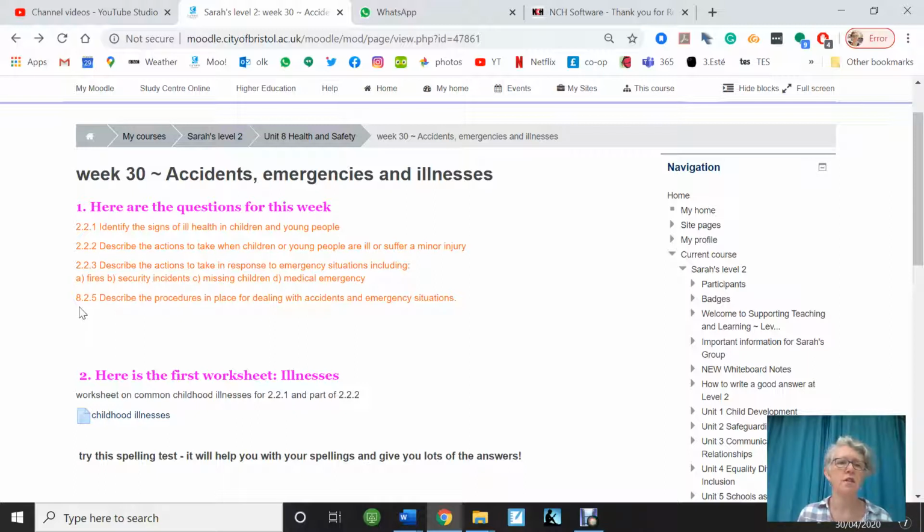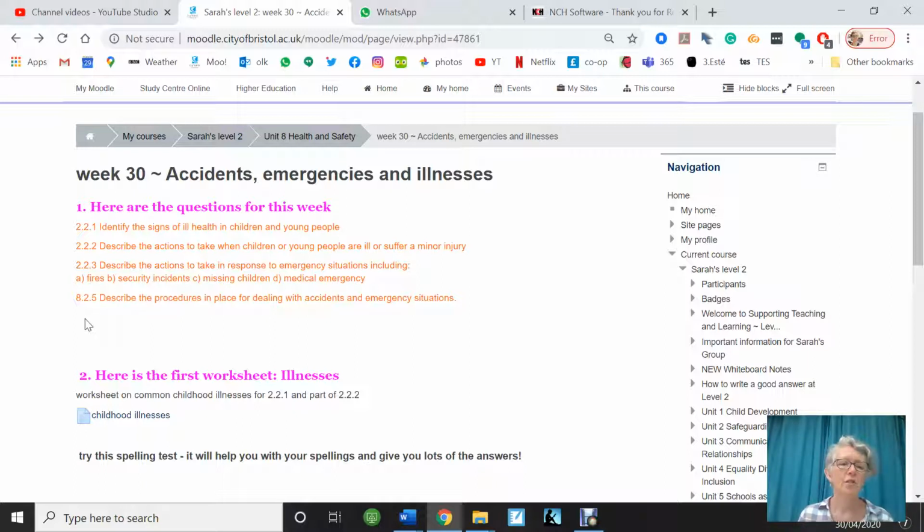Let's read the questions. 2.2.1, identify the signs of ill health in children and young people. And this goes with 2.2.2, describe the actions to take when children or young people are ill or suffer a minor injury. 2.2.3, describe the actions to take in response to emergency situations, and they give 4 different ones we have to cover: fires, security incidents, missing children, and a medical emergency.